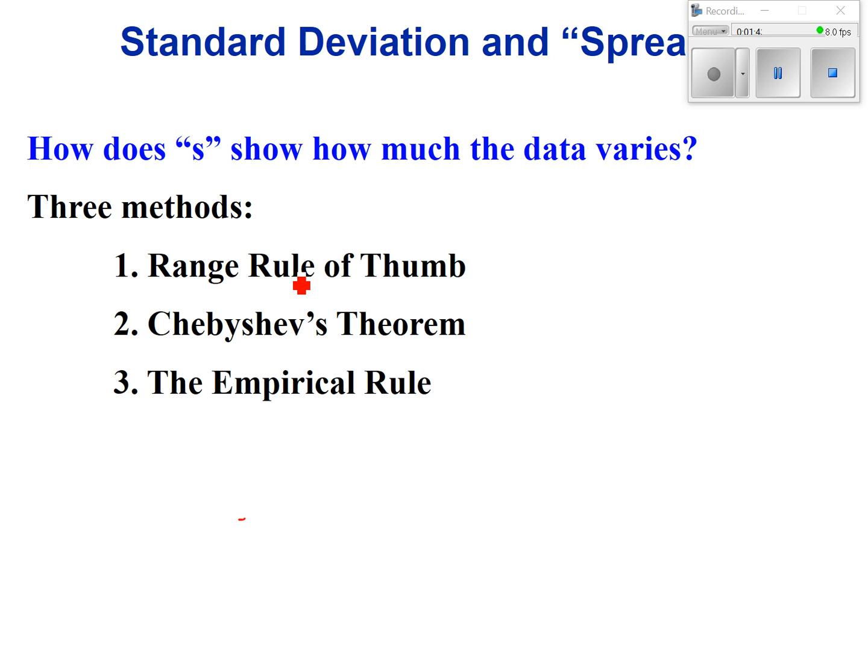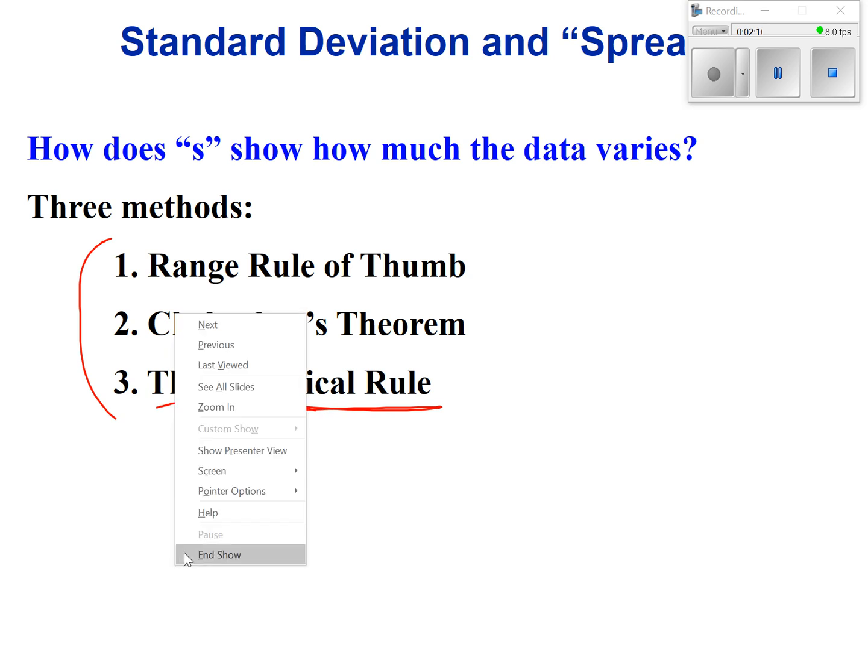There are three methods here that we're going to talk about that deal with different ways that you can try to interpret the data or see how the data is spread out. These are just three different ways. The empirical rule is the one that we'll use throughout the year more than the other two, but the other two we will use a little bit in this lesson.